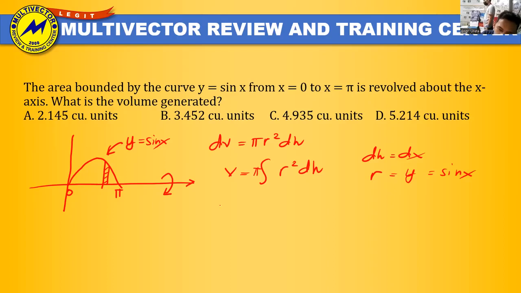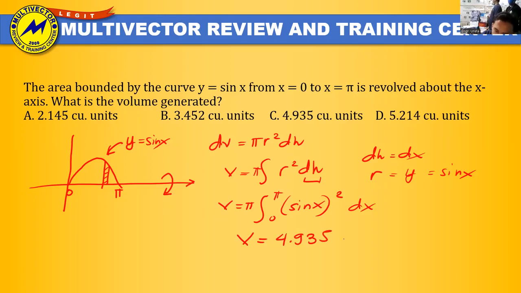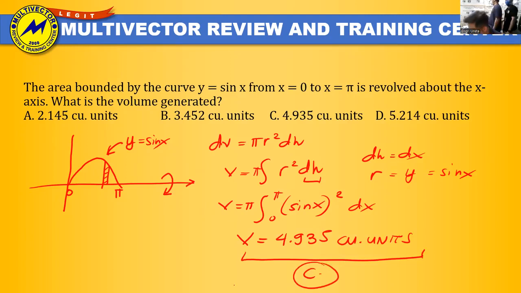Okay, so volume therefore is just equals to pi, in terms of limit from 0 to pi. Nung r square natin, our r square is our y, which is sine square, sine x square. While yung dh natin, dx. Kaya pag kinumpute natin yung volume niyan, our volume is 4.935 cubic units. Okay, so madali lang yung problem. So letter C. Yun yung problem number 97 na.